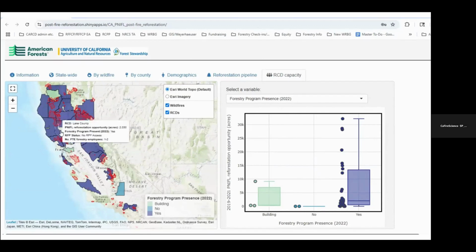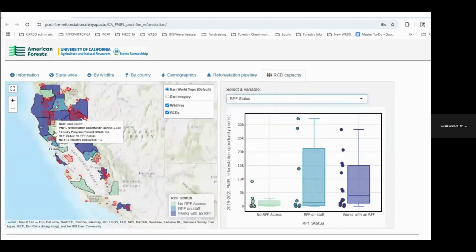Examples such as Lake County here. I think when this was being developed, there was no RPF access here, as it says. You could also check that here in the table. Yeah, no RPF access for Lake County. But since this was developed, CARCD prioritized helping get them an RPF on contract.